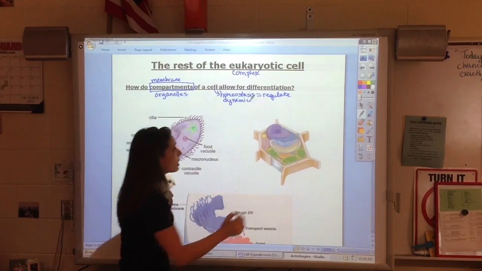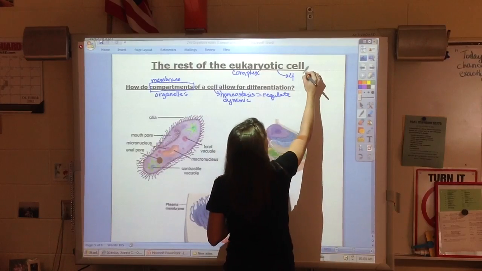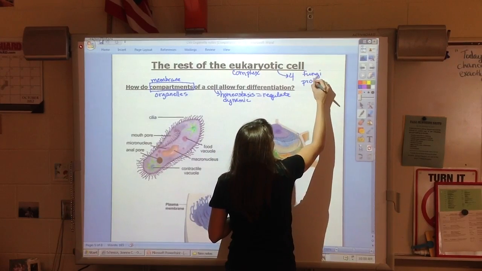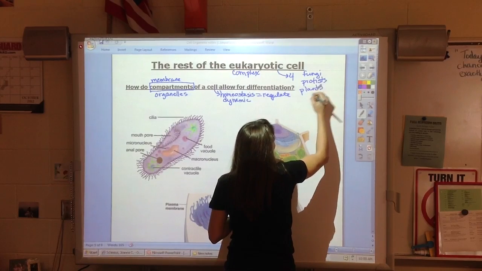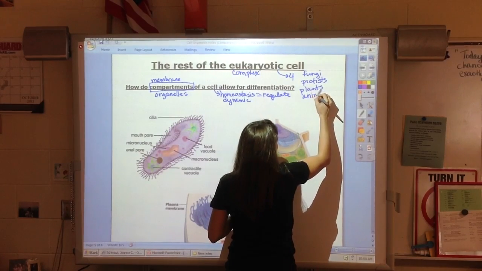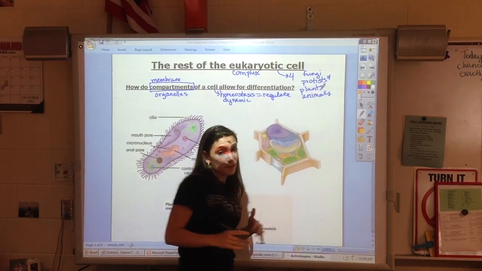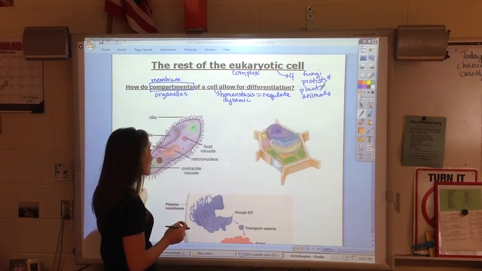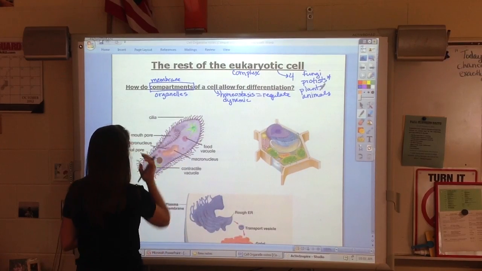When we talk about eukaryotic cells, we want to keep in mind we're talking about four main types: fungi, protists, and of course plants and animals. The interesting thing is that protists live in very, very diverse environments. So we actually see lots of different types of protists.